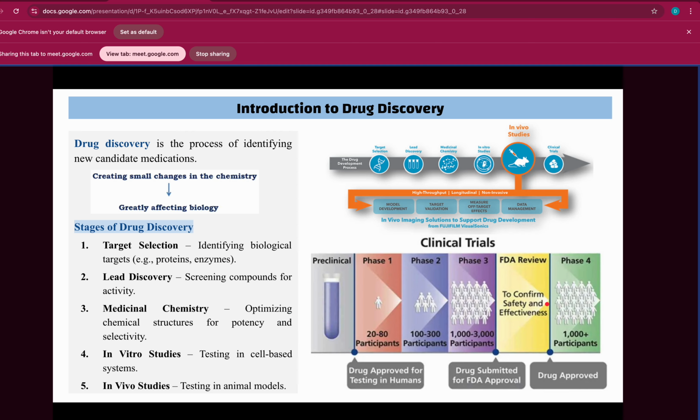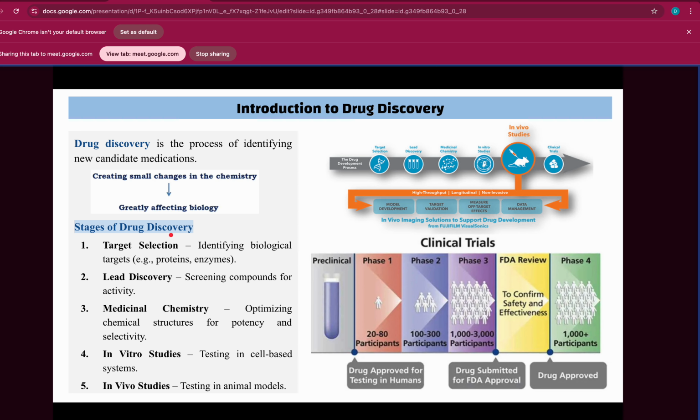doubts. So if we talk about drug discovery, it is a process in which we identify new candidate medications. We create small changes in the chemistry, or you can say small changes in the structure of molecules which are already known, to enhance their biological properties so that they can act as new drug candidates.